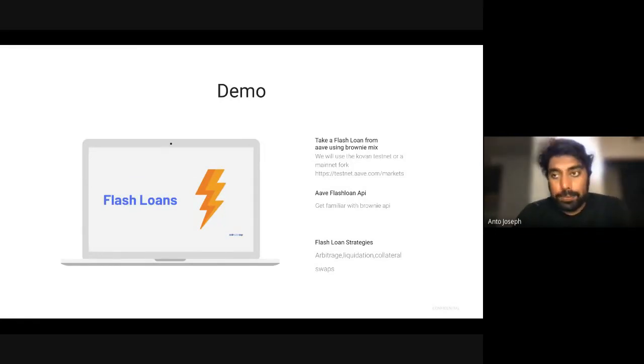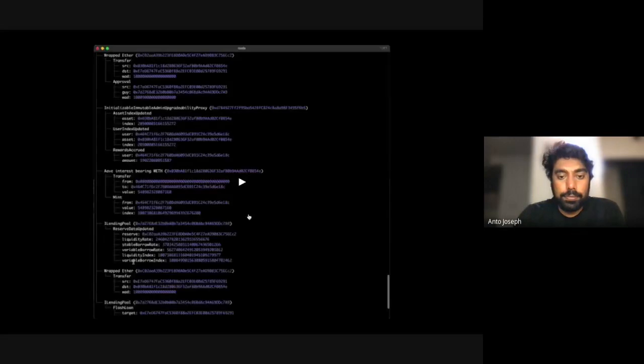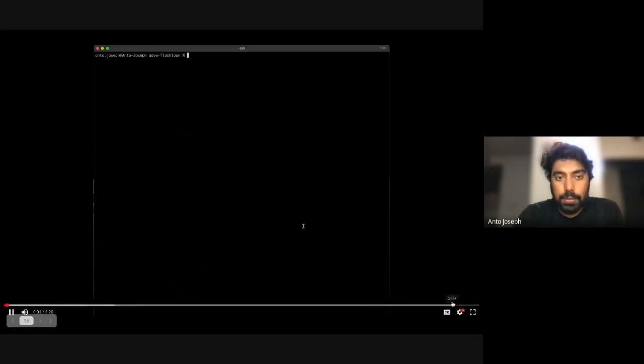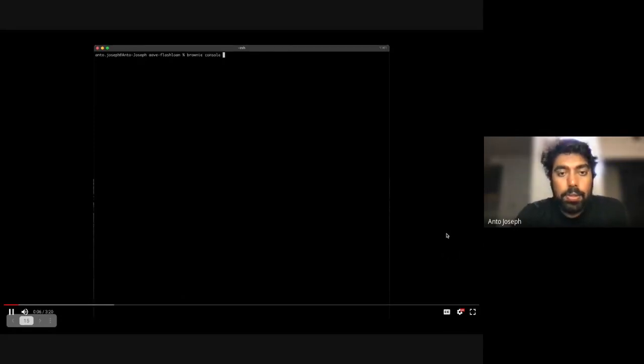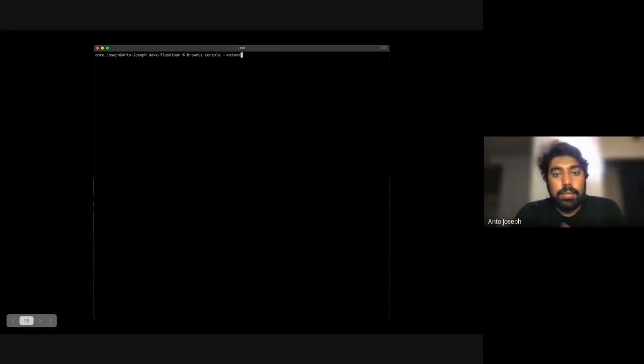So in this demo, we'll be taking a flash loan from Aave using this Brownie mix template. We'll also get familiar with the flash loan API. And later on, we will try an arbitrage. Right. So let's start a mainnet fork. And this is how you would do that.